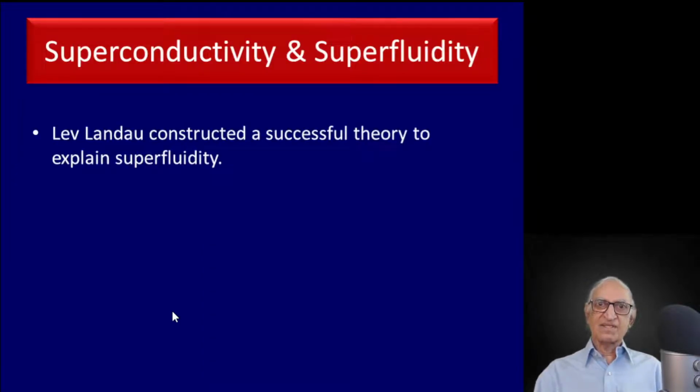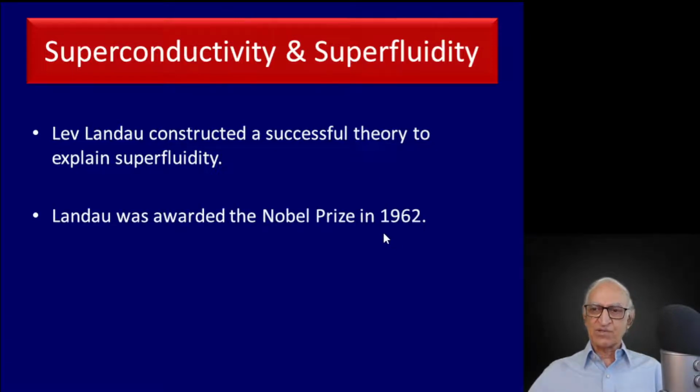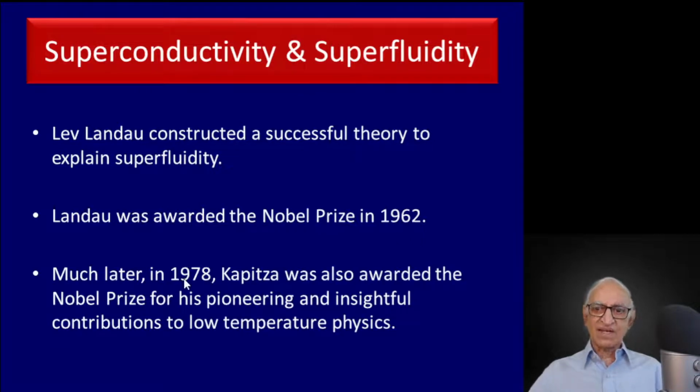Now, the great Russian physicist Landau, whose name we have encountered many times already, constructed a successful theory to explain superfluidity, for which he was awarded a Nobel Prize in 1962. Much later, in 1978, the Nobel Committee thought it was an oversight not to have given Kapitsa a Nobel Prize. So eventually he was awarded the Nobel Prize for his pioneering and insightful contributions to low-temperature physics, including the discovery of the phenomena of superfluidity itself.